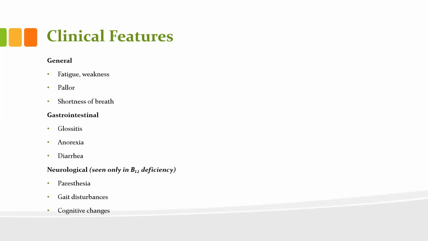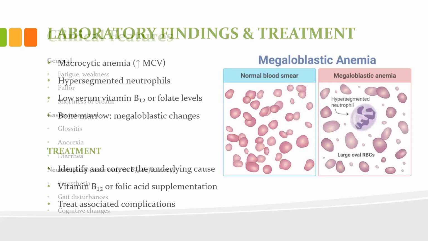The clinical features of the megaloblastic anemia, the general symptoms are fatigue, weakness, pallor, and shortness of breath, which can be seen in any type of anemia. Then gastrointestinal symptoms, which include glossitis, anorexia, diarrhea, and the neurological symptoms, which are seen mainly in the B12 deficiency, including paresthesias, gait disturbance, and cognitive changes.